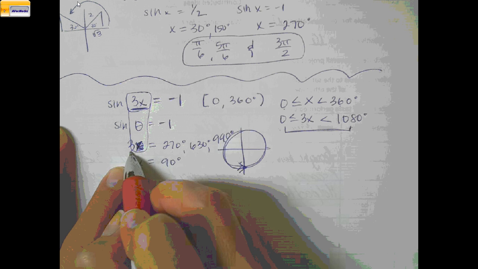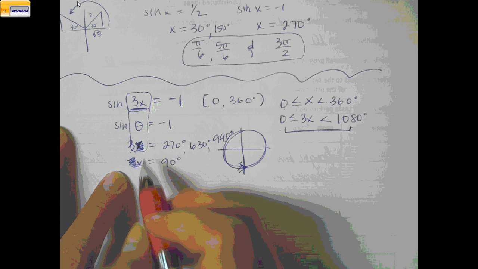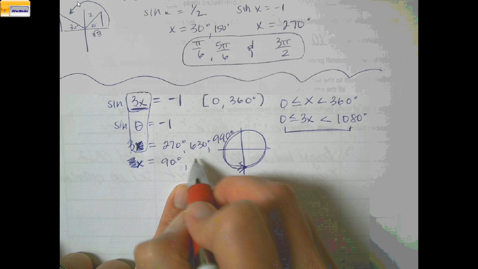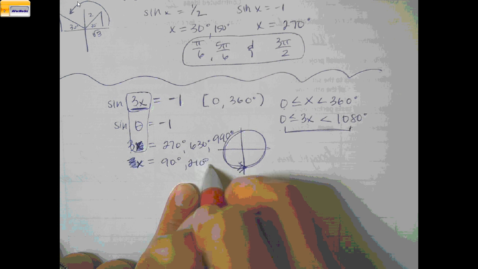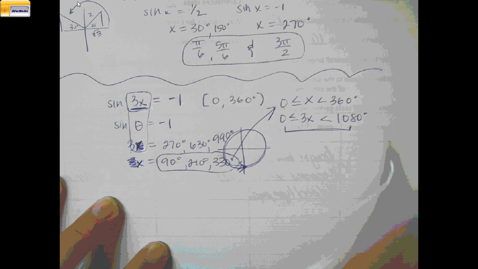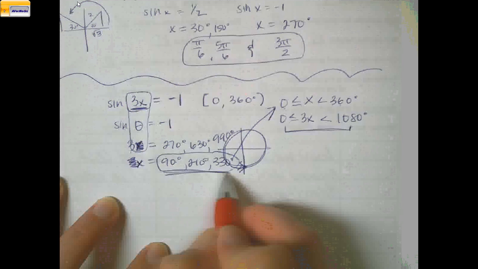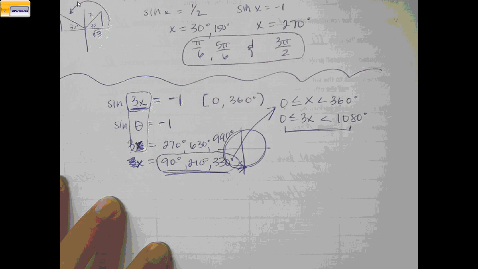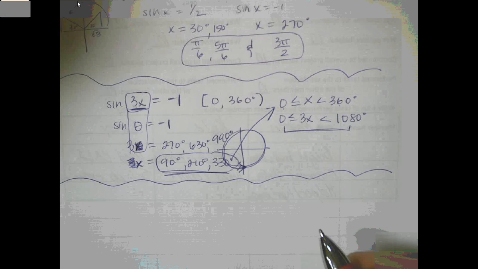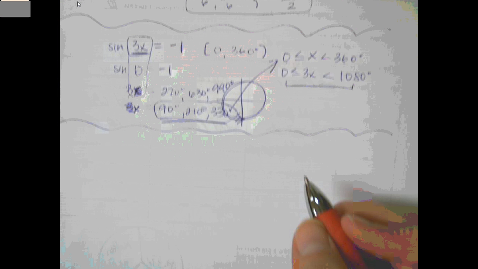If I divide by 3 to get x by itself, then I have 90. Divide by 3, and I'm going to get 210. Divide by 3, and I get 330 degrees. Now, all of those are between 0 and 360. So we're good. These are our 3 answers for that problem. That one was probably confusing. That was our first one, and I don't think I did a great job explaining it. I'm kind of frazzled right now, sorry.